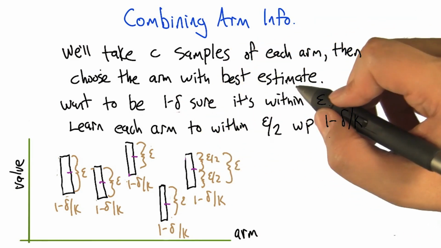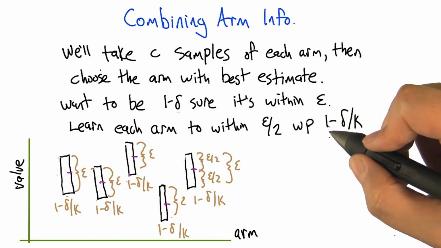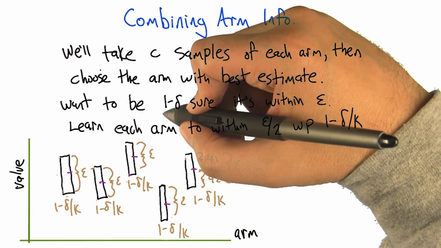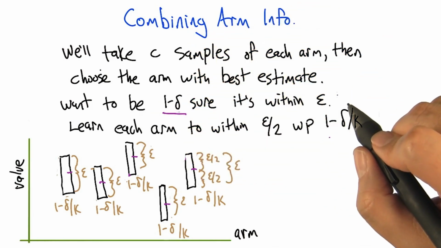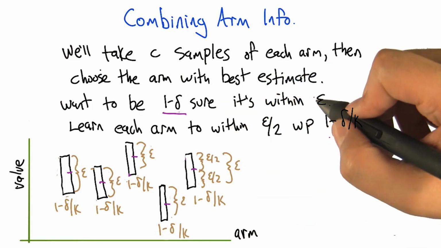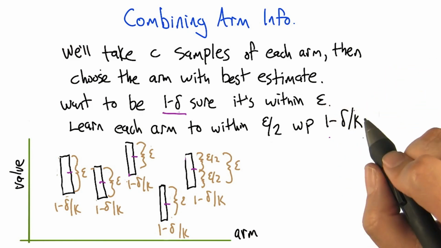So what the union bound gives us then is this idea that if each of the arms individually has a certainty of 1 minus delta over k, then all k of them together have a certainty of at least 1 minus delta. So that was what we wanted. And now the last thing that we want is to know that the arm that we pick is within epsilon of optimal. So what gives us that?